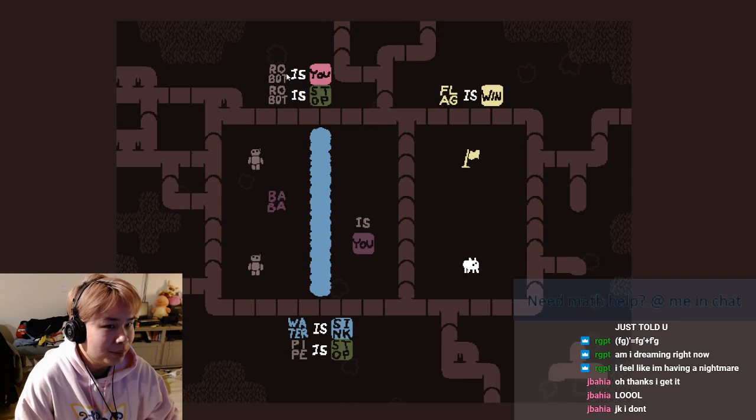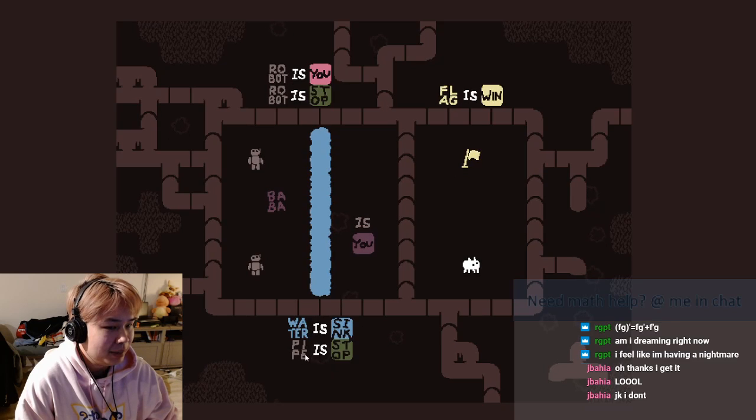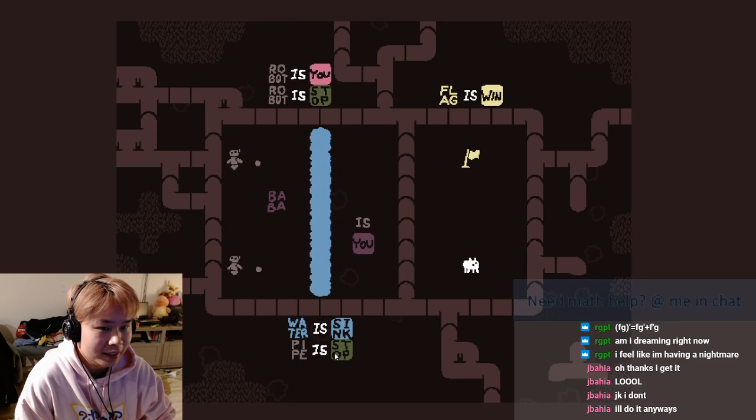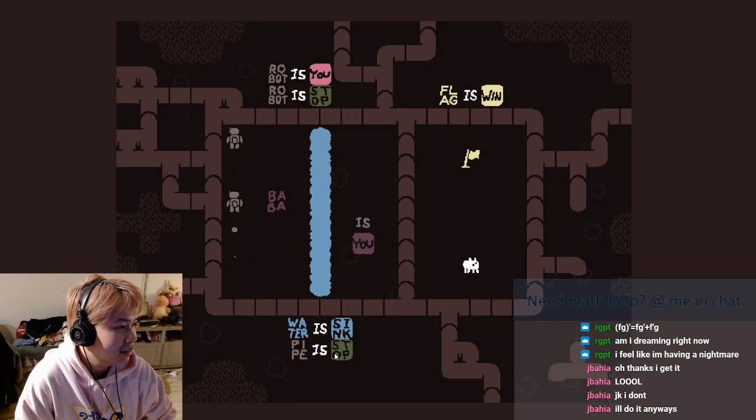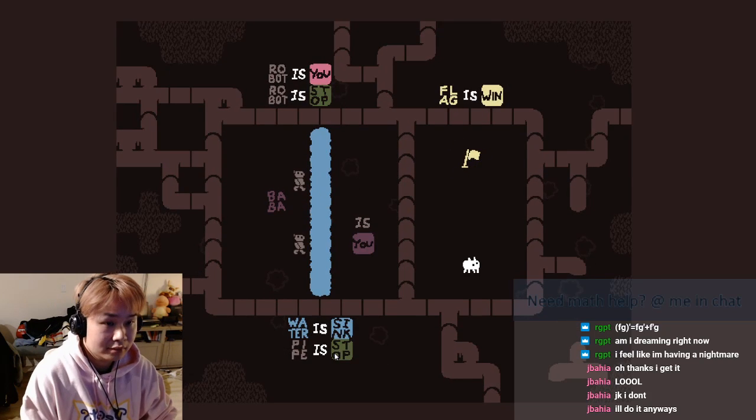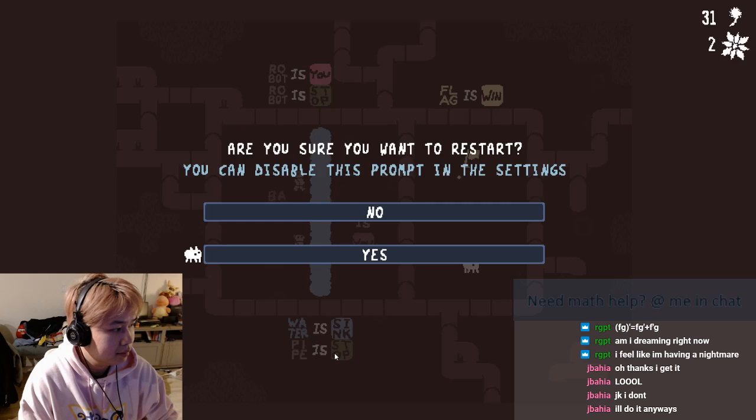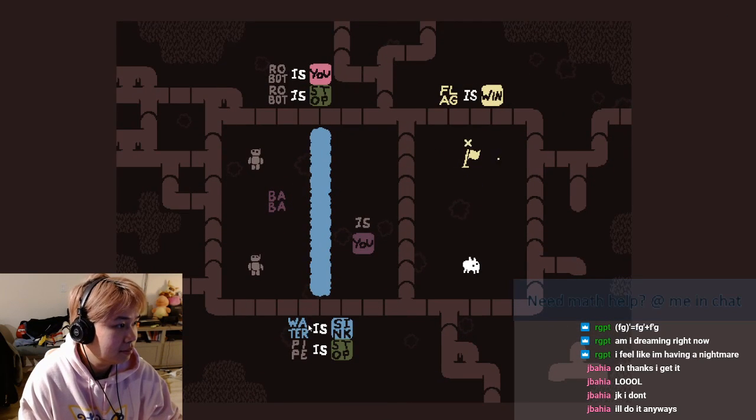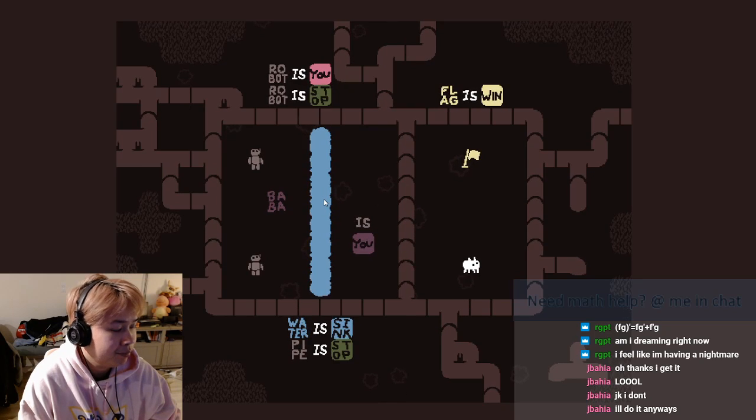Okay, robot is me. Robot is stop. Water is sink. Pipe is stop. Wait, I'm robot? Whoa. And then water is sink, so obviously I would sink. And then the pipe is stopped, so I can't walk through the pipe.